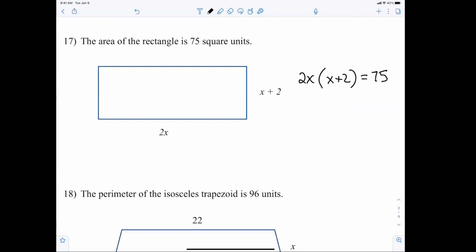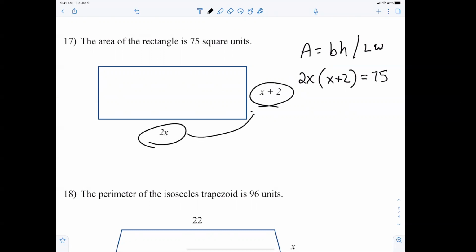KK? Hello? That's okay. Do you remember how to do area? Area equals, he said base times height. I like length times width. Because you're multiplying these two things together. Do you agree? You need the parentheses because you need to distribute the 2x. You wouldn't just multiply 2x times x. You with me? You're multiplying 2x by the whole thing. All right, Cole.